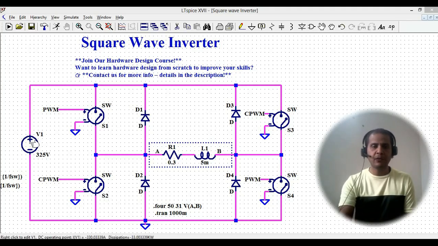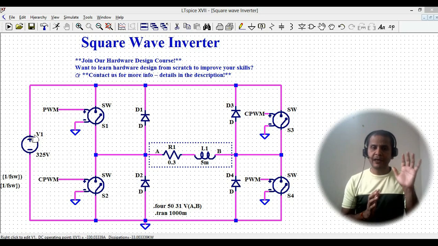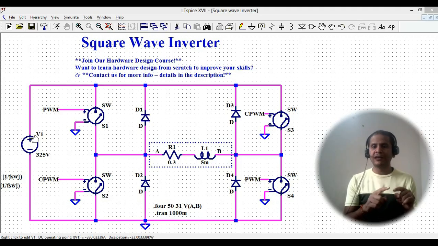What about the input? If you look here, this is V1, and V1 is the input voltage. And right now, what I'm giving here is 325 volt DC. So I have 325 volt DC, and I want to simulate how this square wave inverter looks if I apply the 325 volt DC here.